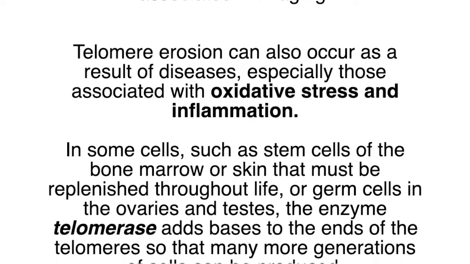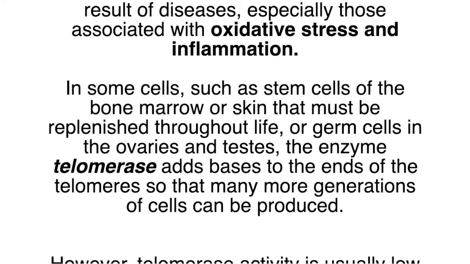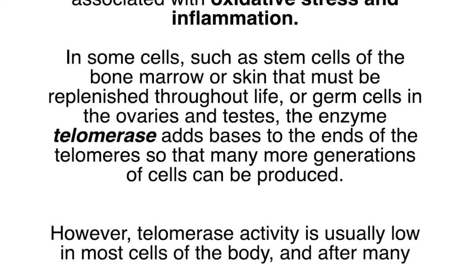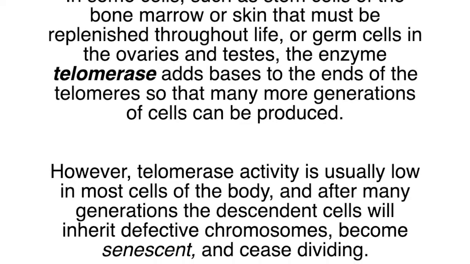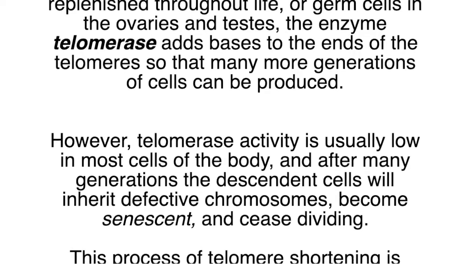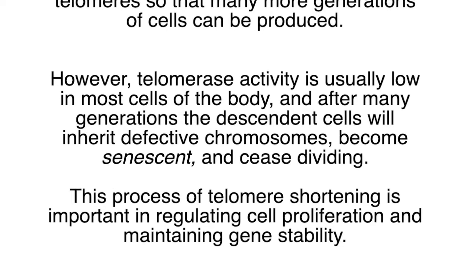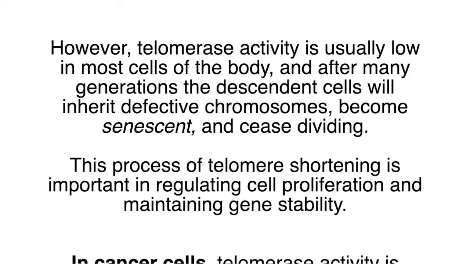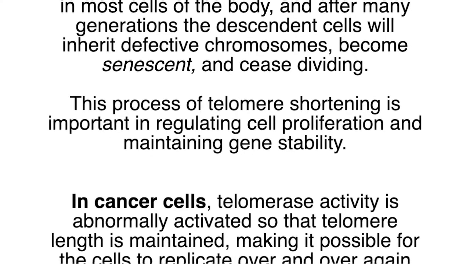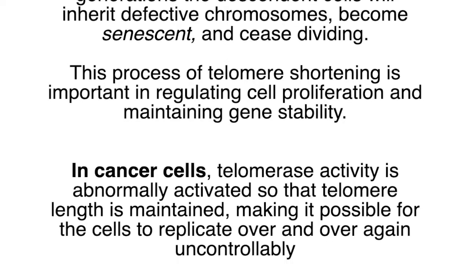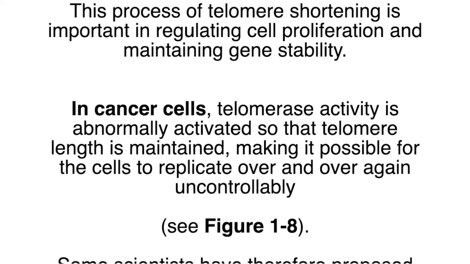In some cells, such as stem cells of the bone marrow or skin that must be replenished throughout life, or germ cells in the ovaries and testes, the enzyme telomerase adds bases to the ends of the telomeres so that many more generations of cells can be produced. However, telomerase activity is usually low in most cells of the body, and after many generations, the descendant cells will inherit defective chromosomes, become senescent, and cease dividing. This process of telomere shortening is important in regulating cell proliferation and maintaining gene stability.